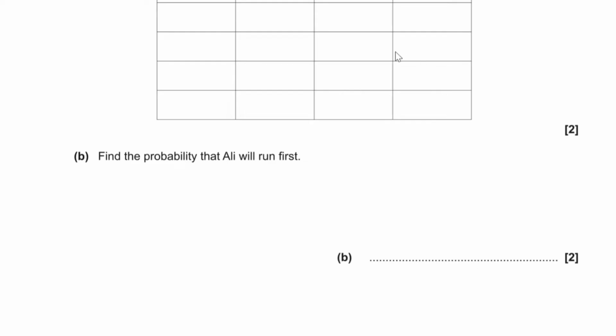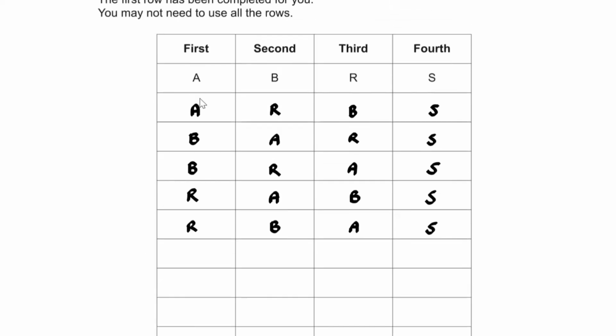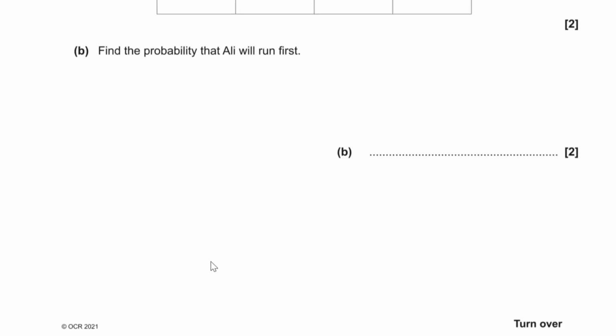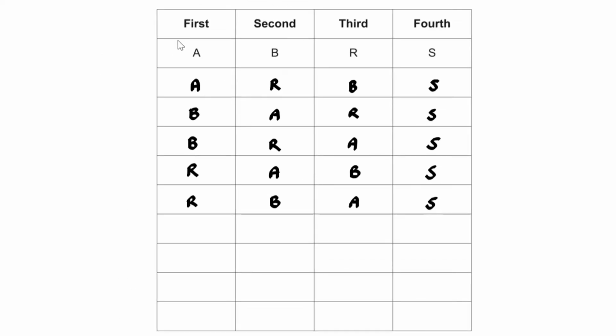For part B of the question, we have to find the probability that Ali will run first. Well, we've got 1, 2, 3, 4, 5, 6 combinations in total, and of those, how many times does Ali go first? Well, Ali goes first in twice of them.